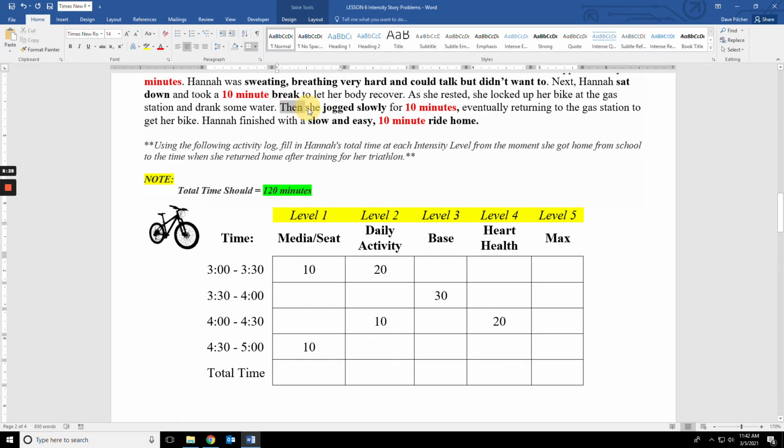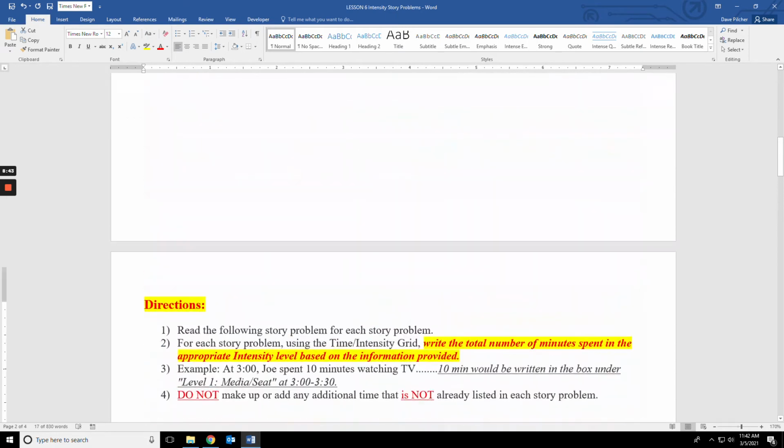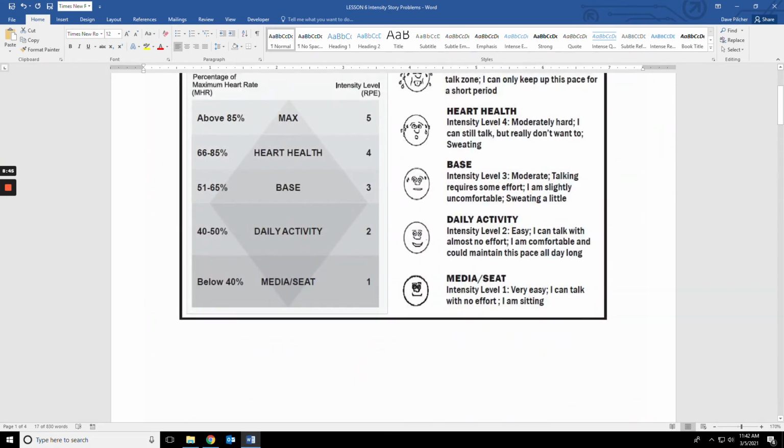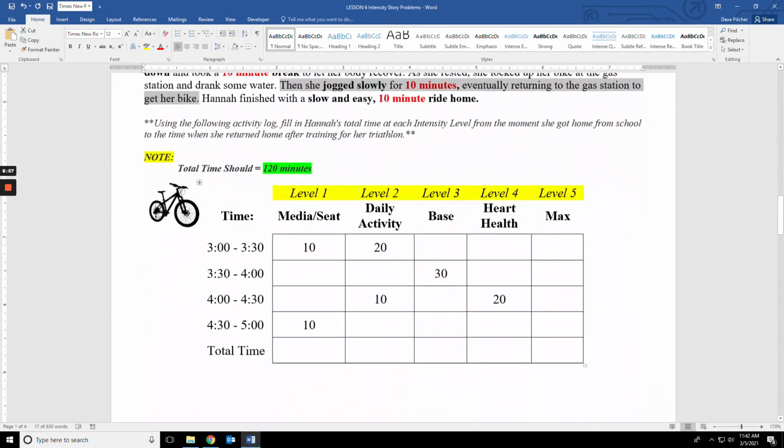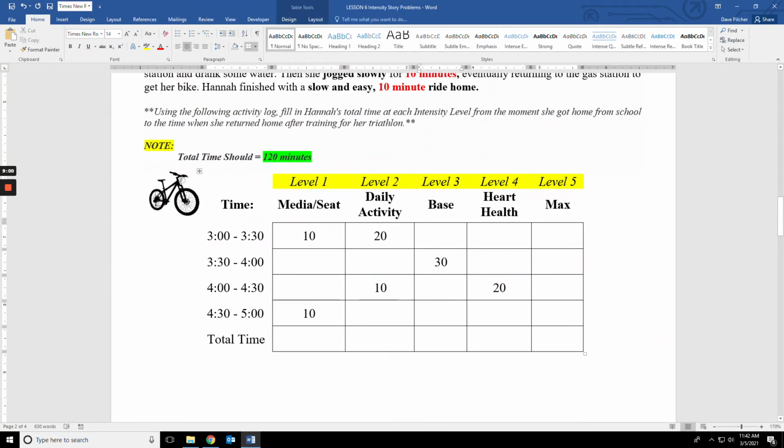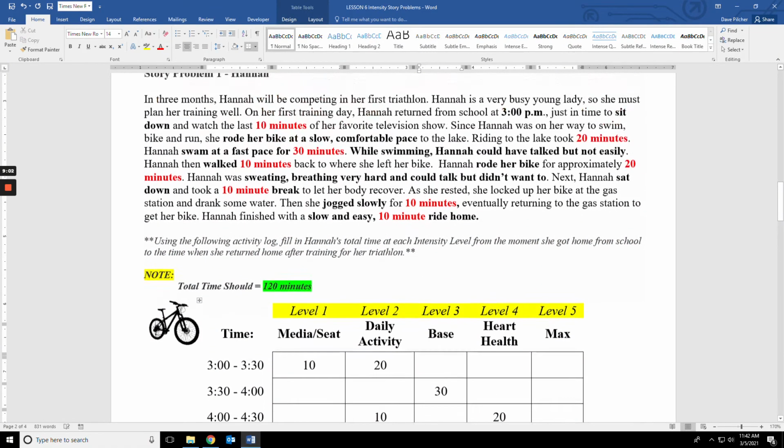After she was done sitting, Hannah jogged slowly for 10 minutes, eventually returning to the gas station to get her bike. So she went on a slow jog for 10 minutes, eventually returning to her bike. Okay, so we're jogging slowly. You have to decipher where that's going to go. Is it a daily activity, easy, as opposed to jogging slowly, maybe moderate? I'm going to say that it's moderate for 10 minutes of a jog. So we're going to go 10 minutes for base.